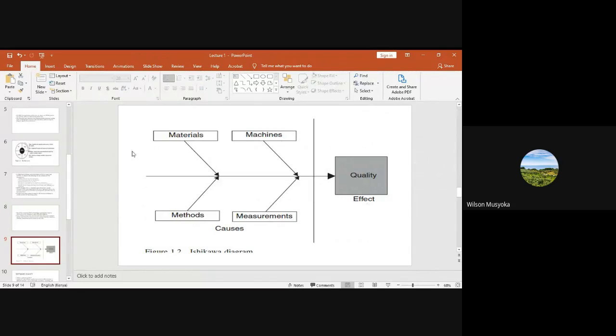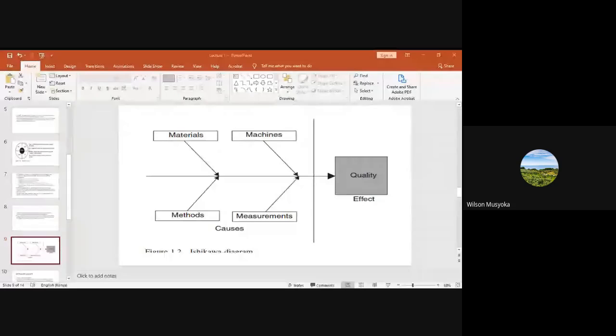If you have the right materials and then the right machines, and when we are talking about machines, here we are even looking at the human factor. So we have the right elements, then it would be very easy to have the best quality which you require. So that is how the cause and effect diagram normally works, whereby we have the materials, the machines, the methods, and measurements. And these four are the ones which are going to give us the best result.